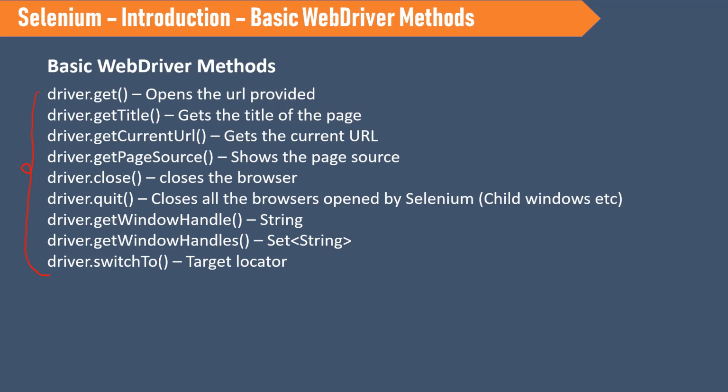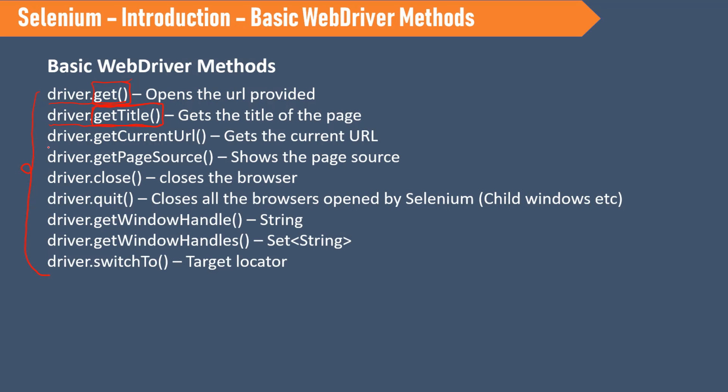The first one is driver.get. This one we have already seen in the previous videos. This get method is used to open any URL. We have seen this in the previous videos. Next one is driver.getTitle. From the name itself, you can get it. Using this method getTitle, you can get the title of the web page you are on.